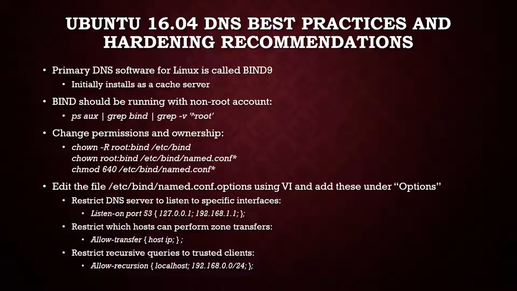You want to edit the file /etc/bind/named.conf.options, and under the options you want to restrict the DNS server to listen to only specific interfaces, certain ports like port 53, and you want to restrict which hosts can perform zone transfers, and restrict recursive queries to trusted clients. You don't want anyone who's untrusted to be able to listen on to the DNS server in question. And that is all.